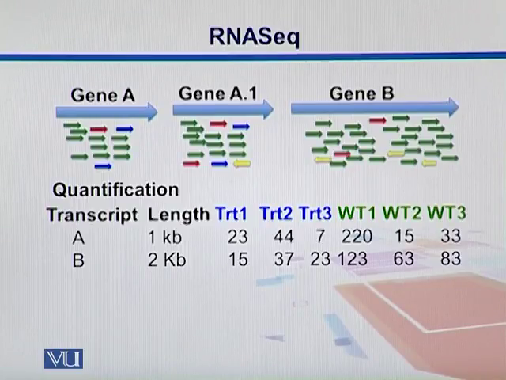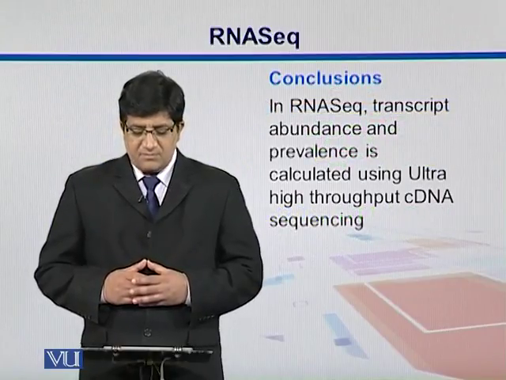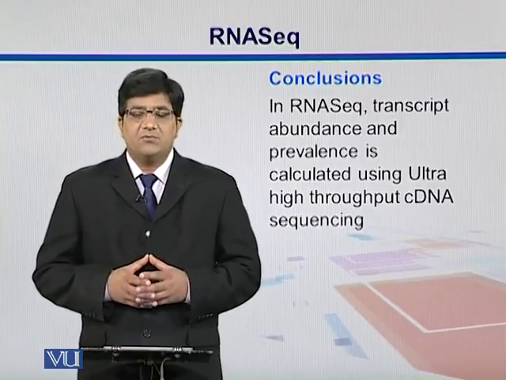For that, we can use our own scripts, which we can write, or we can use known pipelines. After we quantify those gene expressions, we can come up with a matrix or an Excel sheet like this. We have transcript A, whose length is 1 kb, and in treatment 1 we observe that there are 23 reads which hit this gene. In treatment 2 it's 44, and in treatment 3 it's 7. There are 3 replicates for the same treatment, and we are comparing with the 3 replicates from the wild type. In this way, we can come up with a count matrix like this. These are the raw read counts. So in RNA-seq, transcript abundance and prevalence is calculated using ultra high throughput cDNA sequencing.